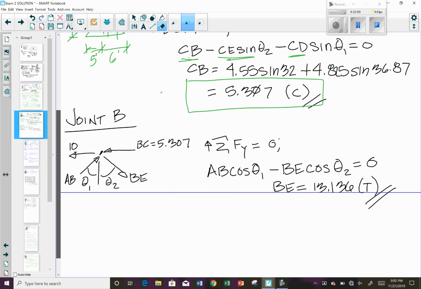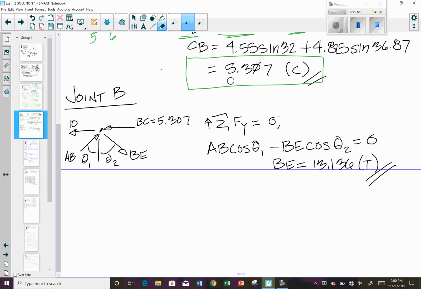Okay, so let's take this over to joint B. We just solved for that. So that's this one. We have this going in this direction. We have this 10 kips that's applied going in that direction. We have the AB that we solved for previously, and we know that that was in compression, and so it's going in this direction. So if this is going in this direction, the vertical component of it is going to be going in this direction. And so that means the horizontal component is going in this direction.